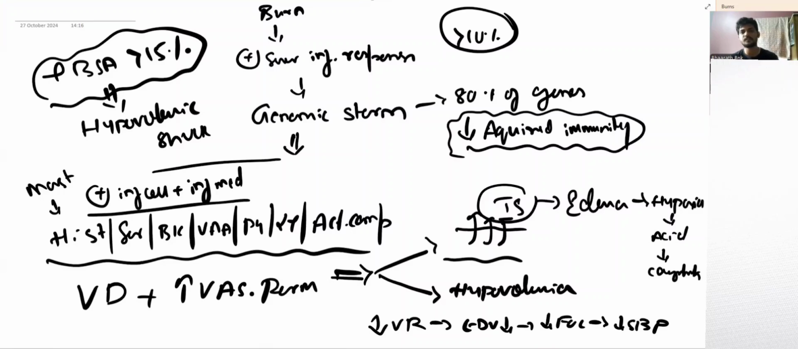So this happens at a cellular level. Now, what are the changes that happen at a systemic level?